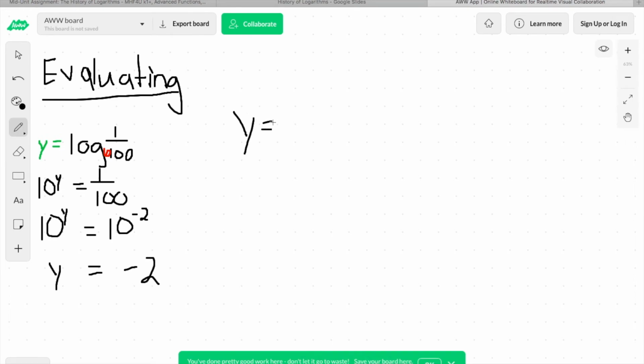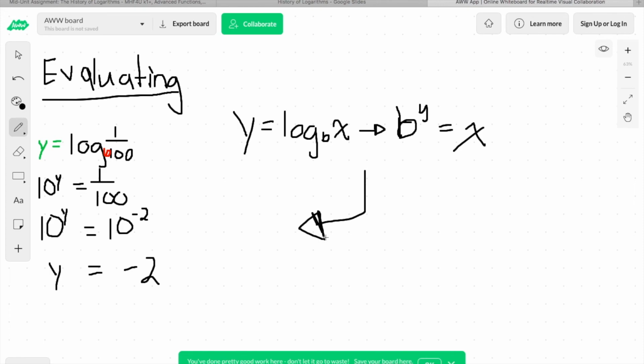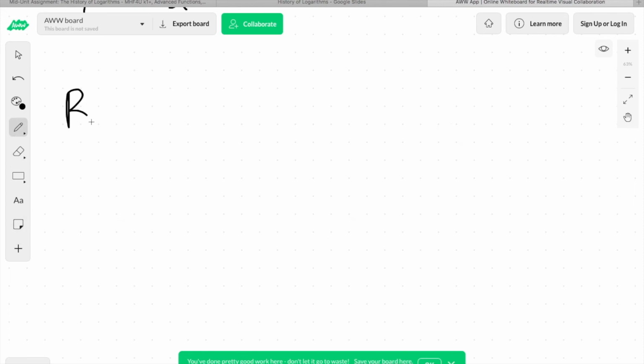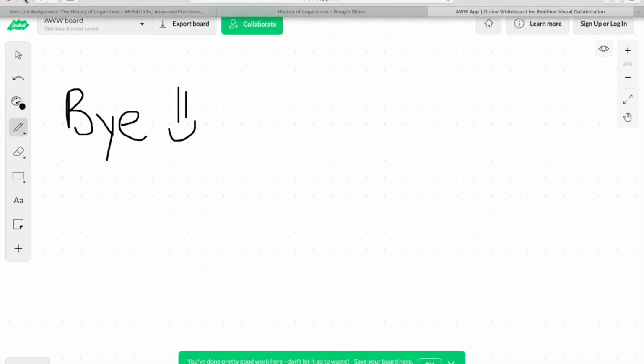So there's a general form you follow. It's y equals log base b of x, and then you convert this to b to the power of y equals x, and you would always use this form to solve these kinds of equations. That's it for this video, and in conclusion, a logarithm is basically taking the inverse of an exponential function and rewriting it in a new notation.